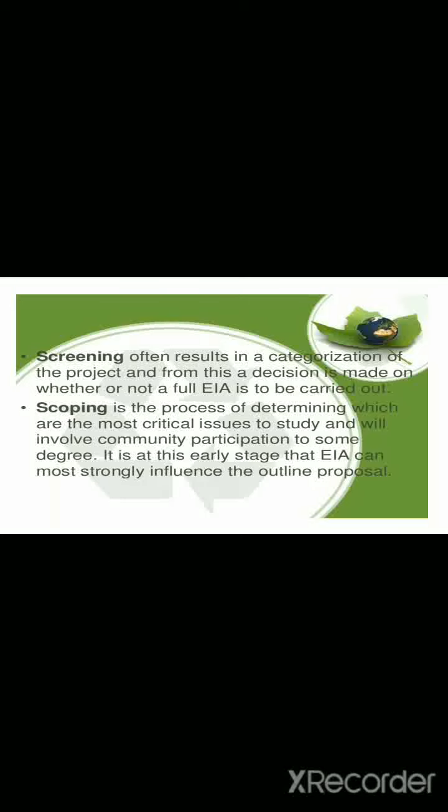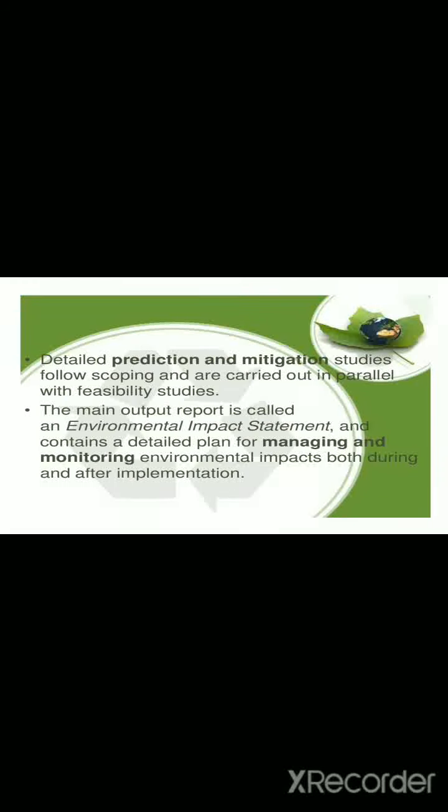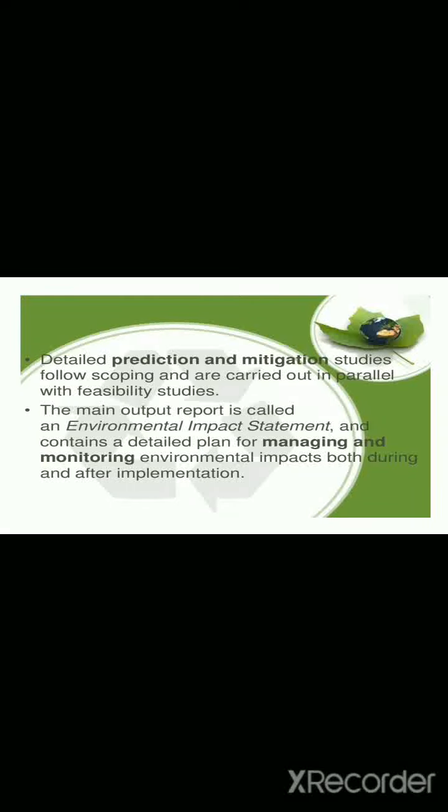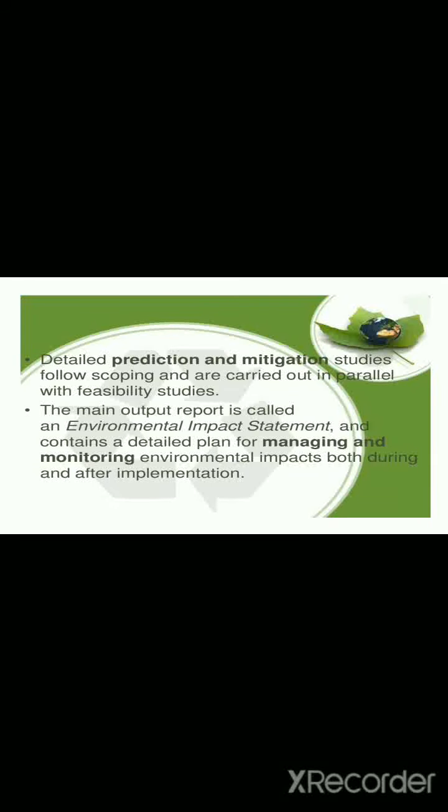The contents of EIA are at different levels. Detailed prediction and mitigation studies follow scoping and are carried out in parallel with feasibility studies. The main output report is called an environmental impact assessment, which contains a detailed plan on managing and monitoring environmental impacts both during and after implementation. Contents of EIA.